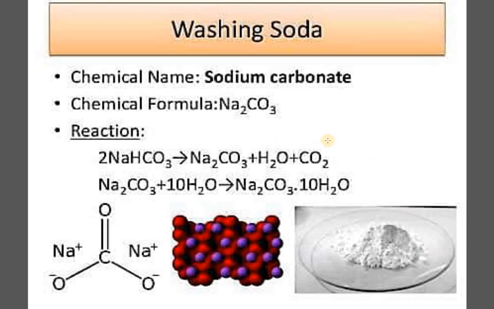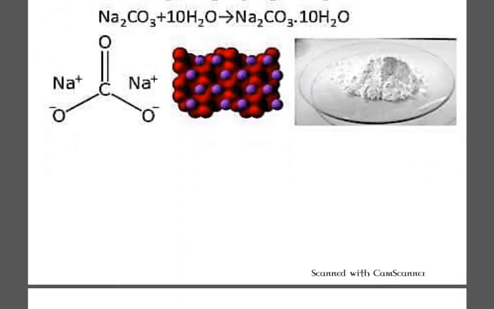Washing soda's chemical name is sodium carbonate. We should write it as sodium carbonate decahydrate, and the chemical formula is Na2CO3.10H2O, which you can see over here. The reaction with which we obtain it starts with sodium bicarbonate. In the previous slides I have discussed the same thing. When it is heated, it forms sodium carbonate plus water plus carbon dioxide. This sodium carbonate, after being formed, is combined with 10 water molecules of crystallization to form sodium carbonate decahydrate, which is the washing soda.